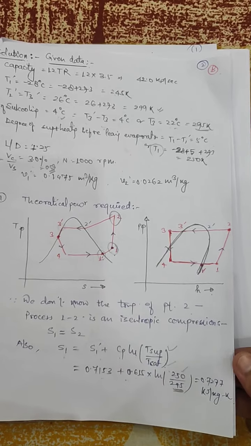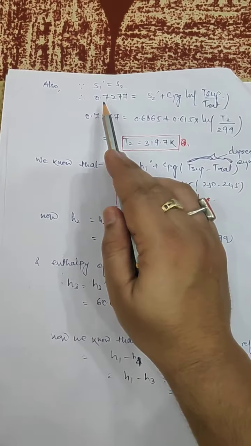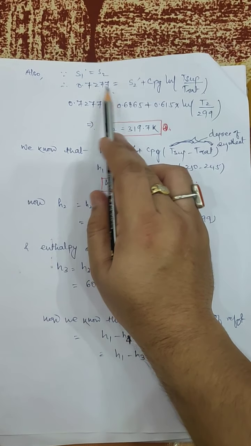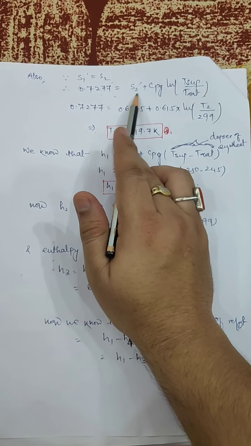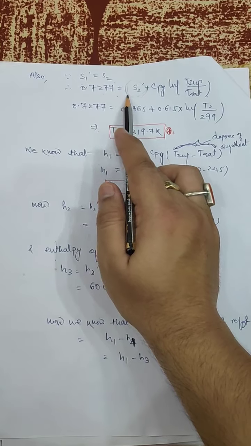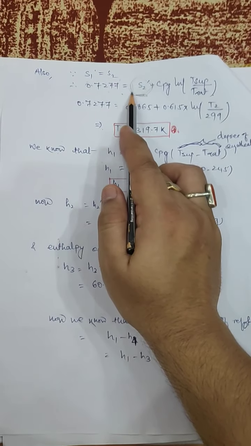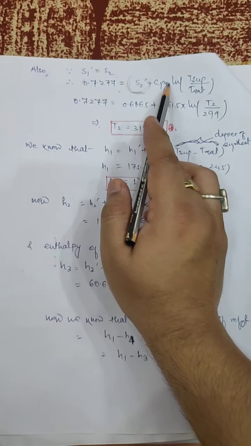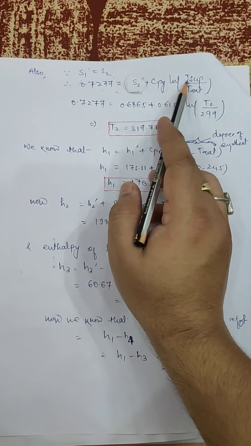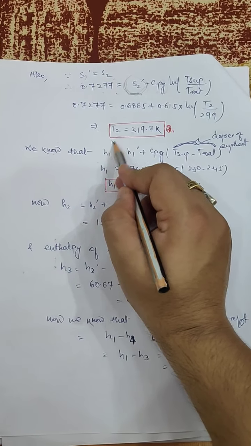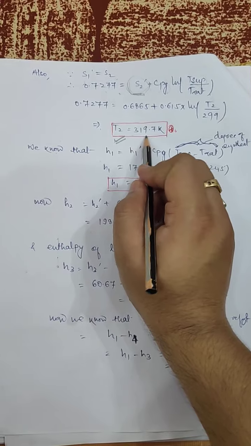Now, you know the S1 value, so obviously it will be equal to the S2 value. So we can calculate the value of T2 from here. 0.7277, that is the value of S1, is equal to S2, which is equal to S2 dash plus the rest, because you also know the value of S2 dash. From the TS curve you can read the saturated vapor's entropy value at 26 degrees centigrade, plus CPG, the specific heat of vapor, ln T superheated divided by T saturated. Now you do not know this T superheated value, that is the T2 value, but you can find it out. So you can have this T2 value as 319.7 Kelvin.